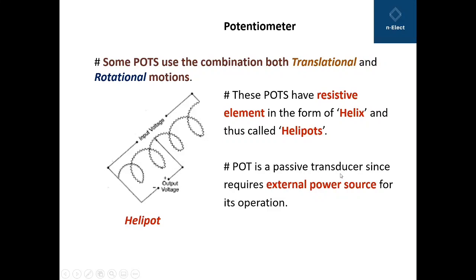Pot is a passive transducer. All the pots which we have seen, the translatory, the rotational and this helical pot, are all passive transducers since they require an external power source input voltage, that is Vi. Since they are dependent on a secondary or auxiliary power supply for their operation, they are all passive transducers.